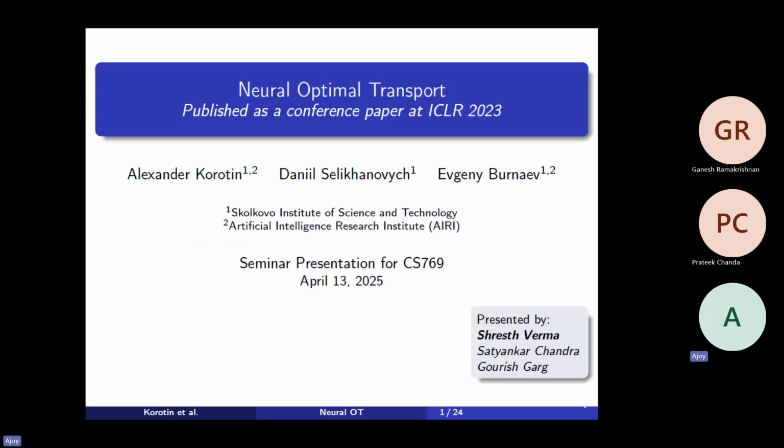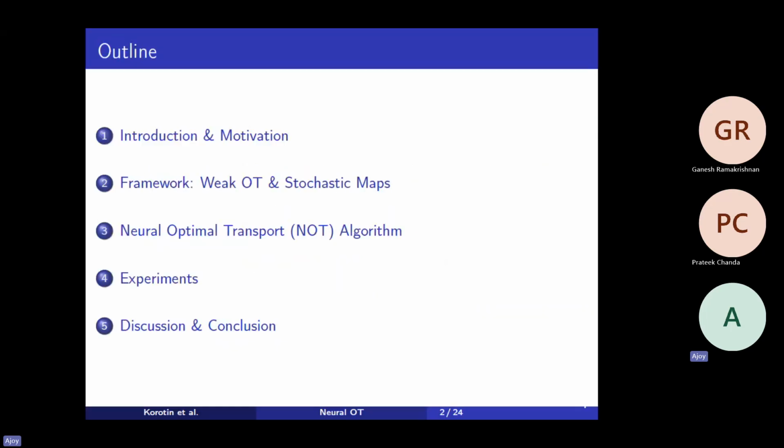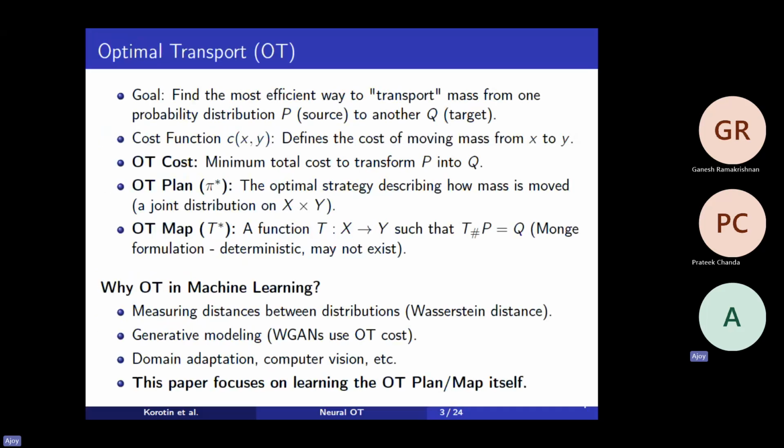So hello, myself Shresth. I'll be presenting the Neural Optimal Transport paper, which was published in ICLR 2023. This is how the entire presentation would go. First, I will introduce what optimal transport is, what previous work was done on optimal transport, and how this paper improves it, and how it comes with a more optimal way to learn the transport instead of just estimating the cost function.